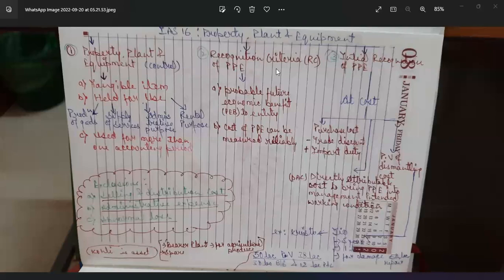Okay, so these were the definition, the recognition criteria and the initial recognition of the PPE. Okay, thank you guys.